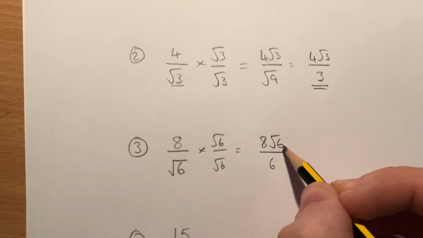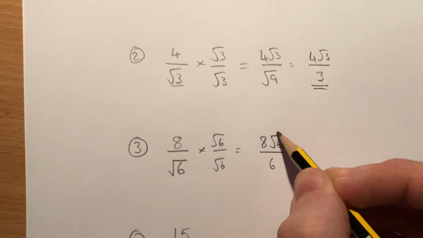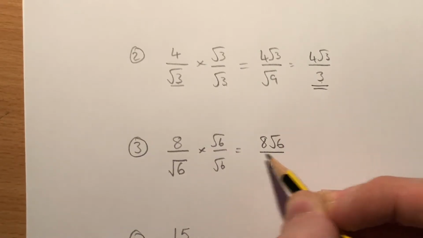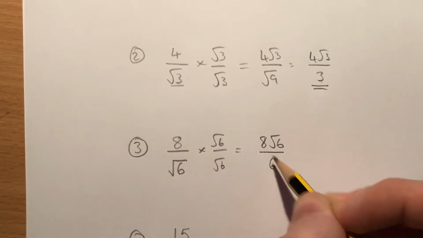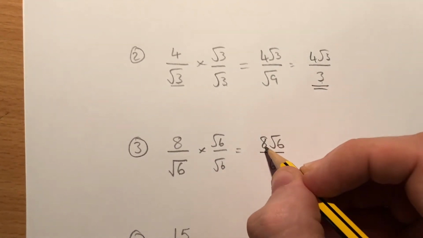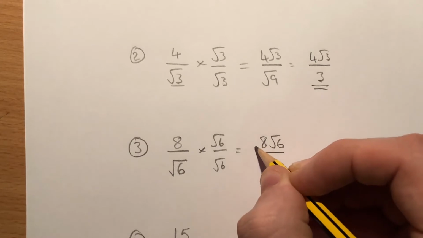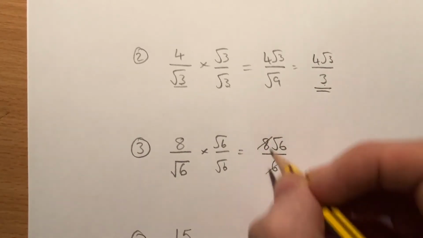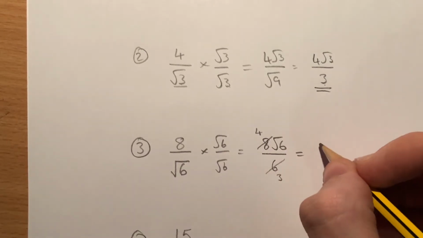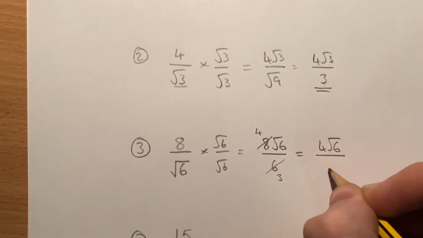Now you'll see here that these two aren't allowed to cancel because that is a surd. It's not 6 itself. However, the 8 and the 6, these are both whole numbers. These can be cancelled through. So I can divide both 8 and 6 by 2. I can half them both. So I've got 4 and 3. So we can rewrite this as being 4 root 6 all over 3.